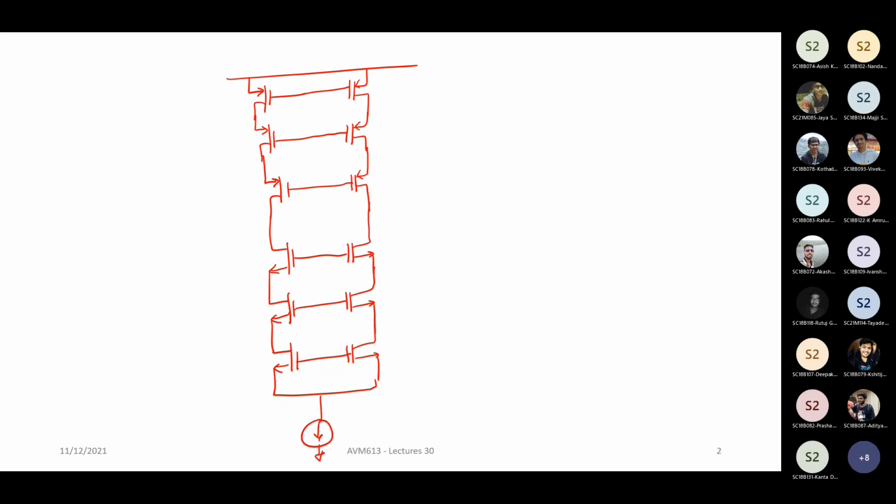Okay, so this is also a telescopic cascode. Sorry, this is your input pair. So this is, let's say, V in P, V in M, and then you have the outputs. Now, what do you think would be a disadvantage of a circuit like this?